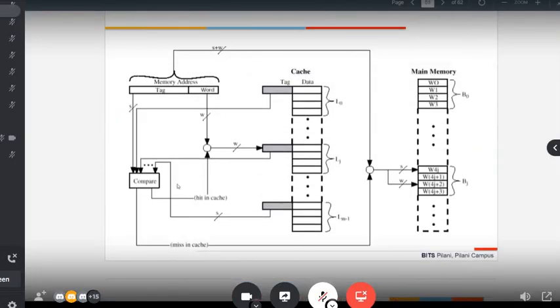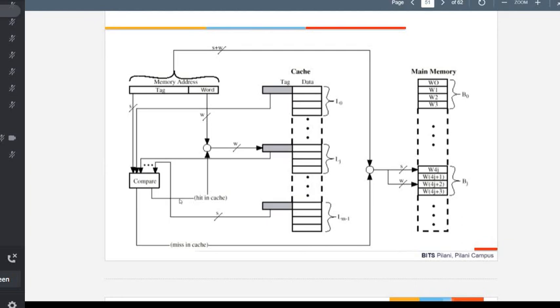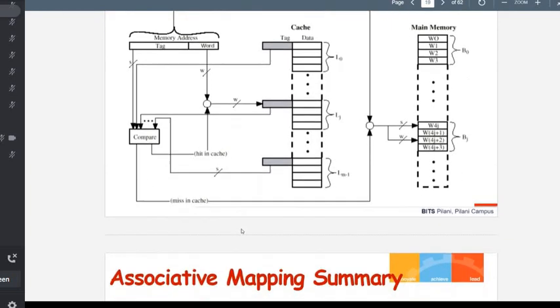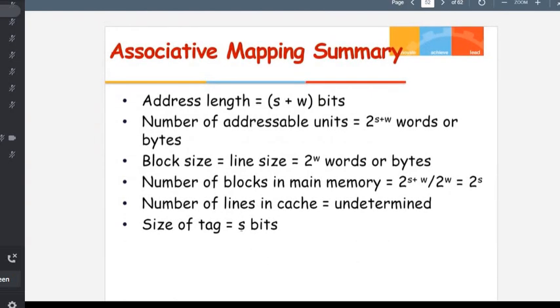And same thing, if it finds a hit, it will load the line from the cache. If it finds a miss, it will load from the main memory. Similar concept here, one block to one line. So the formulas remain the same.